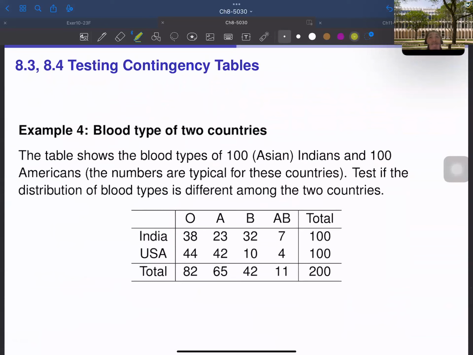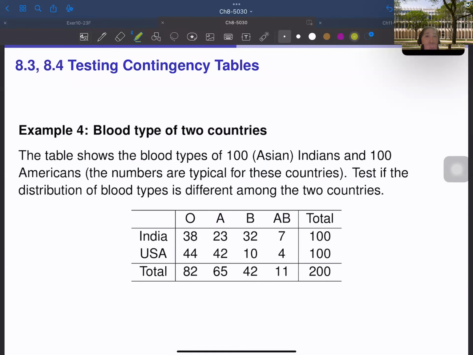Okay, so the next example is a very similar example. The table shows the blood types of 100 Asian Indians and 100 Americans. The numbers are typical for these countries. The blood type data is interesting, because different countries have totally different proportions of blood types. You can see that type O is common in both countries, but blood type A is almost twice as common in the United States. And blood type B is more than 3 times more common in India than in the United States.